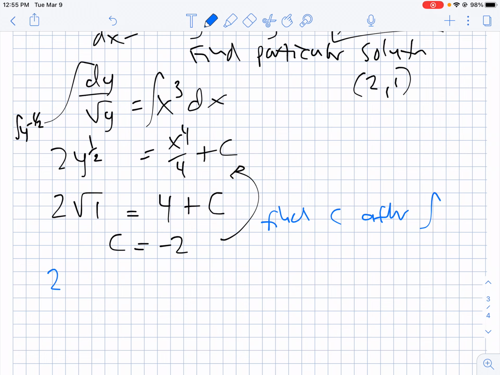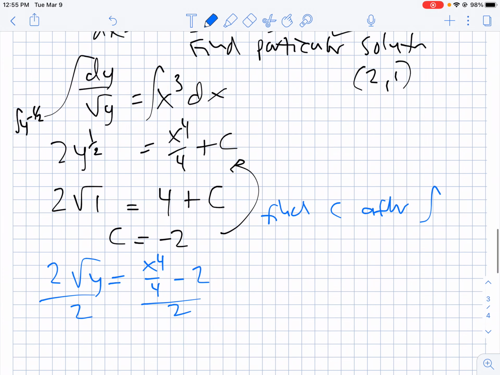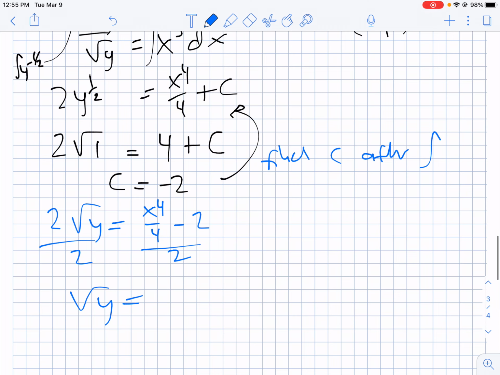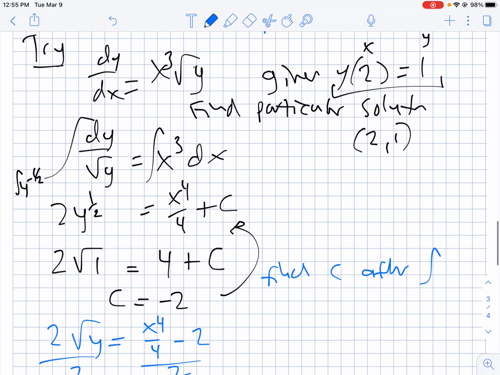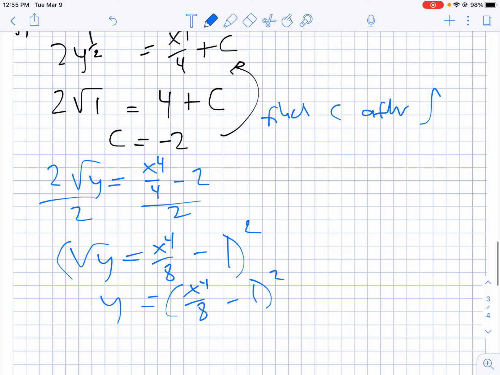Okay, so now we have 2 root y equals x to the 4 over 4 minus 2. So we'll divide the 2 out by everything. Okay, that's cool. So root y equals x to the 4 over 8 minus 1. And then we just square both sides, right? So y is (x to the 4 over 8 minus 1) squared. Hopefully I did that right. That looks pretty good to me.